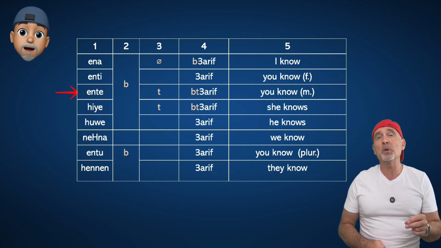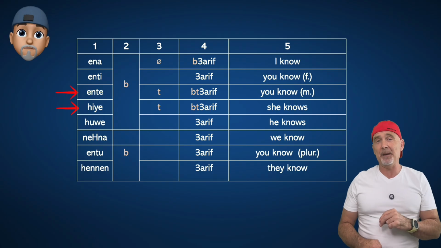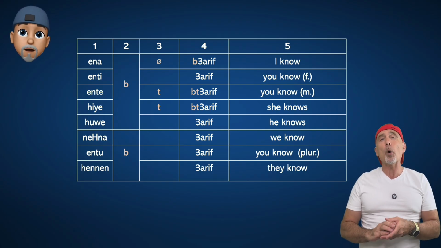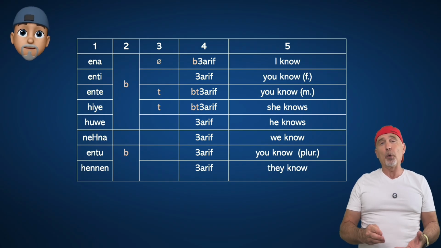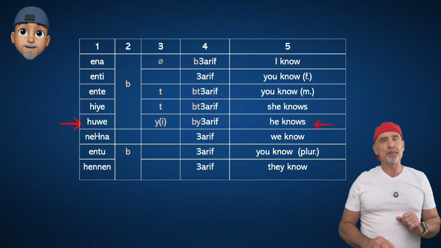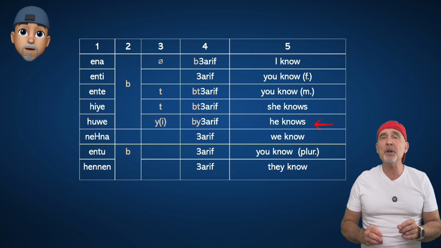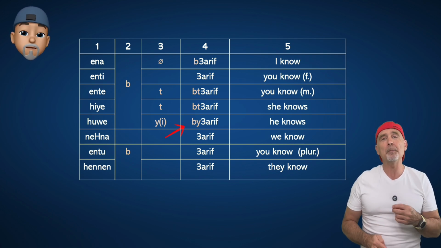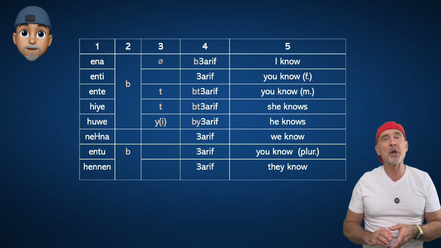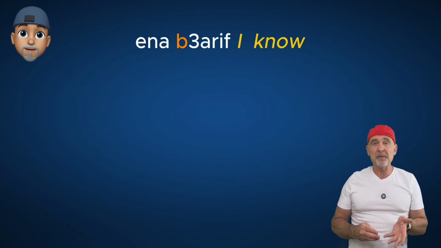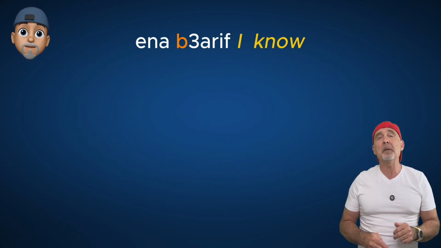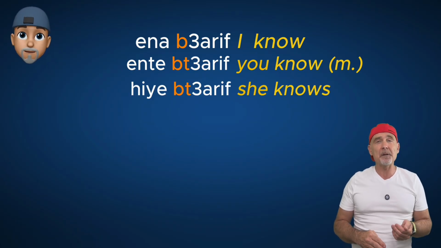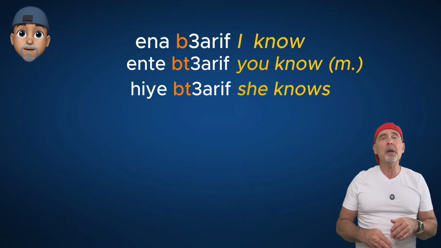أنت بتعرف, you know to a male. هي بتعرف, she knows. The verb form sounds the same. The pronoun or the context tells you who we mean. He knows. For هو, he, we use a bi or B sound before the verb. هو بيعرف. He knows. So we have أنا بعرف. I know. أنت بتعرف. You know to a male.